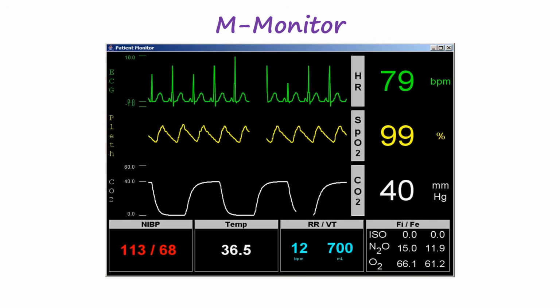M stands for monitoring. Before administering any medication, we should confirm that all monitors are in place and functioning. And these monitors include pulse oximetry to track oxygenation, ECG for cardiac monitoring, blood pressure measurement to detect hypotension or hypertension, and capnography to verify proper endotracheal tube placement after intubation.